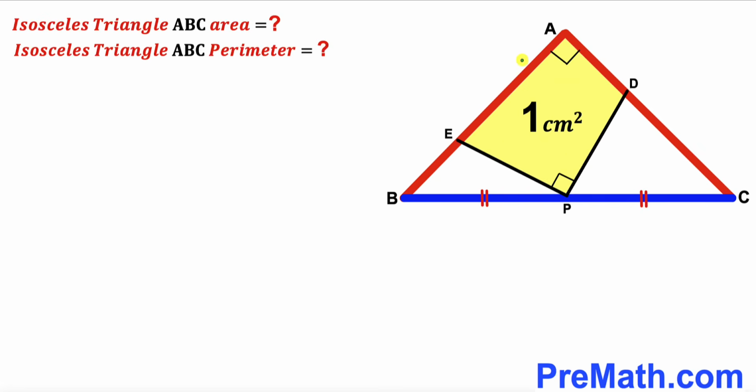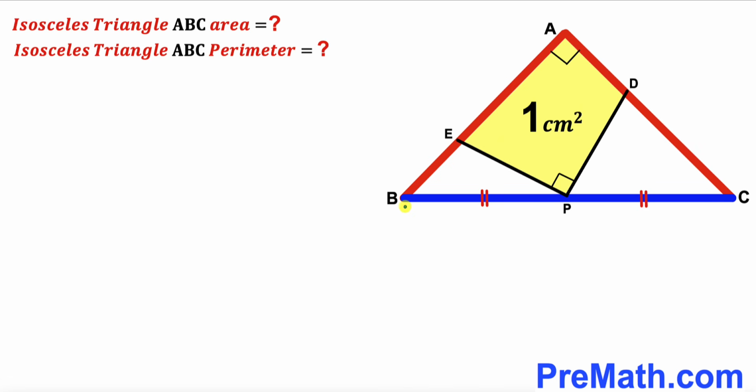Welcome to PreMath. In this video, we have this yellow shaded quadrilateral AEPD fully confined in an isosceles triangle ABC, as you can see in the given diagram, such that angle BAC is 90 degrees, and likewise angle EPD is 90 degrees as well. Moreover, the area of the yellow shaded quadrilateral has been given to us as 1 centimeter square.